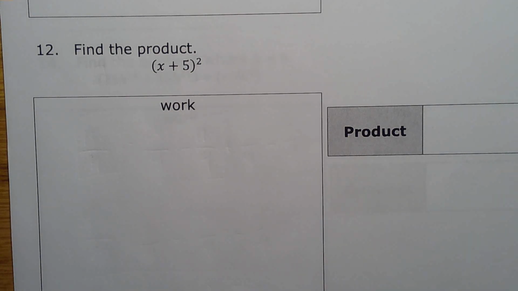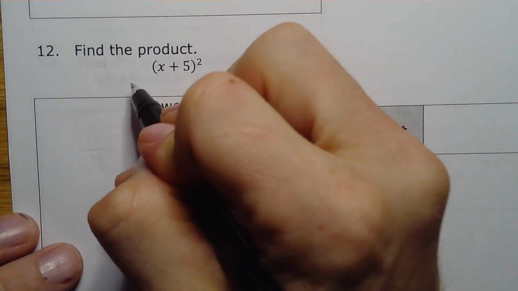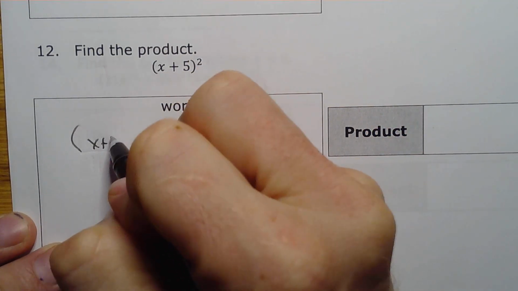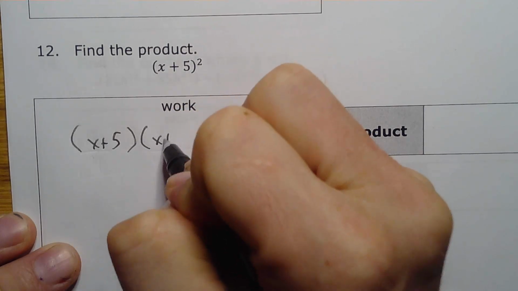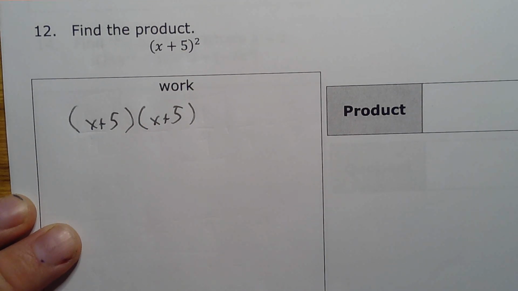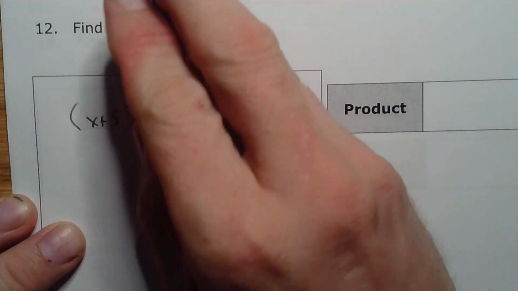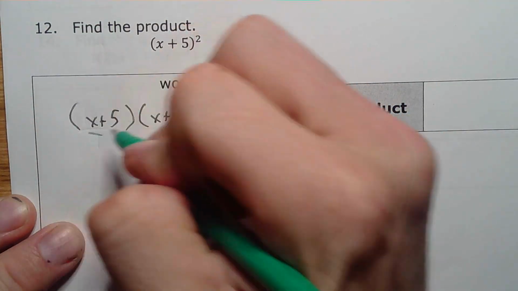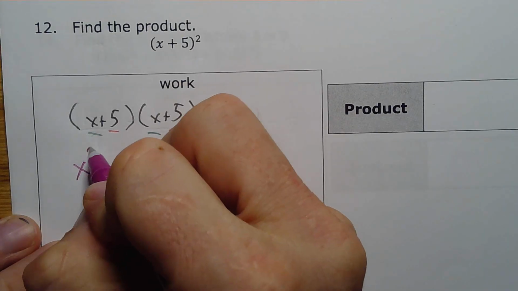All right, so this is pretty easy. You can expand this to be the same thing as x plus 5 times x plus 5, because that's what happens when you square something, you multiply it by itself twice. So if we do that, our x's are our green factors, and our reds were our constants there. So our x times our x becomes a new type, x squared.